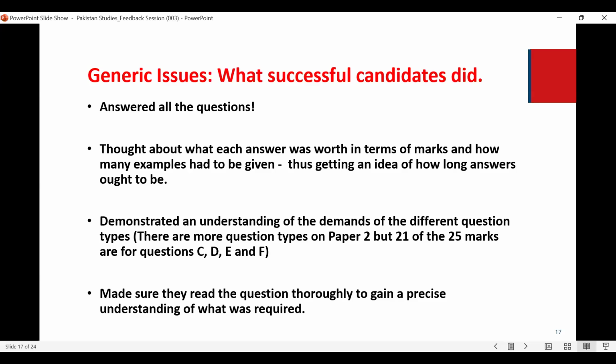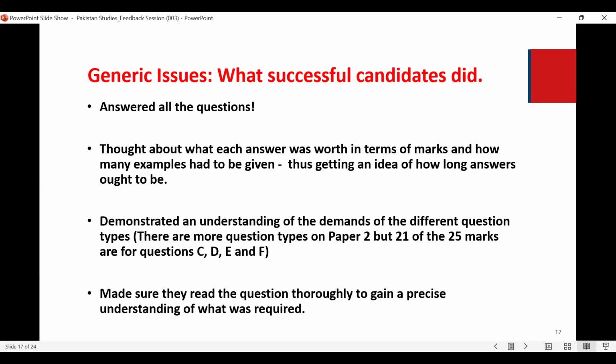So what else did they do? Well, they demonstrated an understanding of what the demands were of the different question types. There are more question types on paper 2, but the majority of the marks are for questions C, D, E, and F. So make sure that they are aware of how to structure their timing in the exams. That's definitely what more successful candidates do.